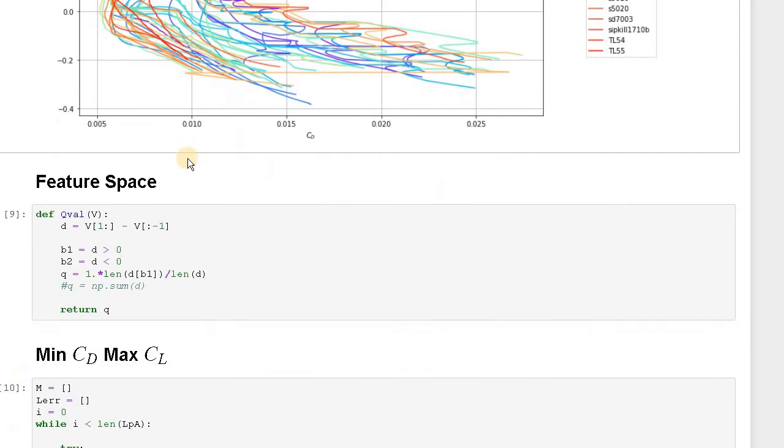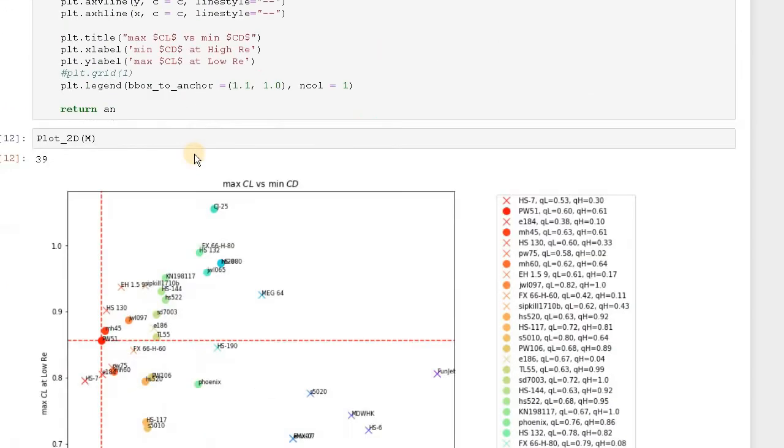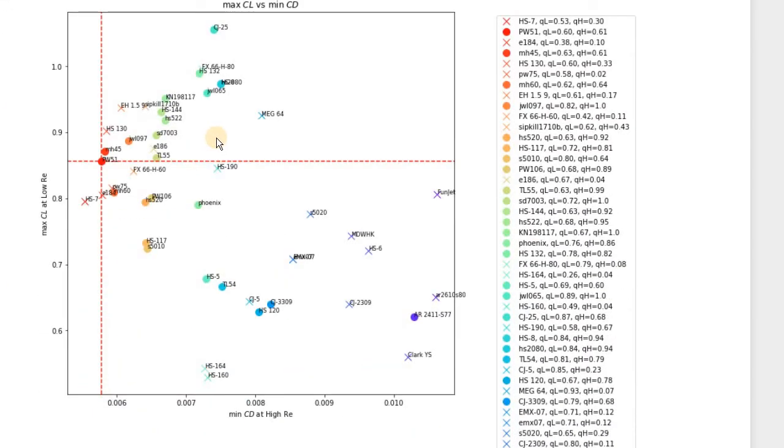We have done this before, and then we got this feature space plot. On the y-axis we have the maximum lift coefficient for the low Reynolds number, and on the x-axis we have the minimum drag coefficient for the high Reynolds number. And we have plotted all the airfoils that we have. But now we have an extra feature. Now we can see if the airfoil is stable or not stable. This part was missing in the previous video.